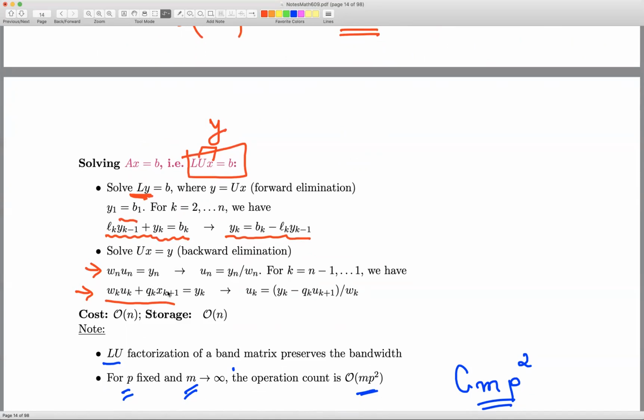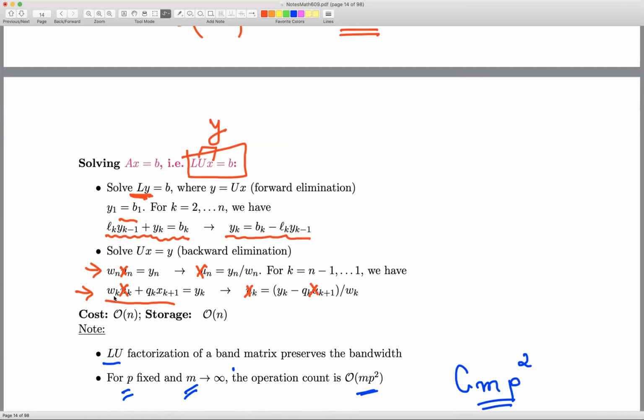So here is U. Let me see. I have Y, and then we have UX. So here is XN, because here is XN and here is XN. So here is a misprint. These are all X's, and here is X, and here is X, because we need to compute X. We don't have U. So we have WN XN is equal to YN, from where we get XN.